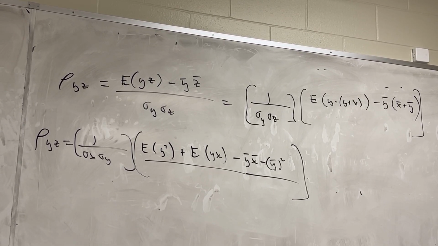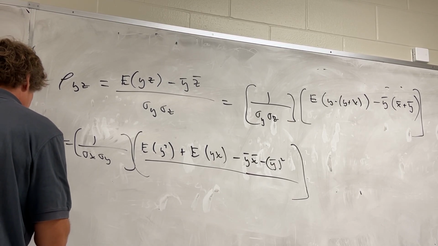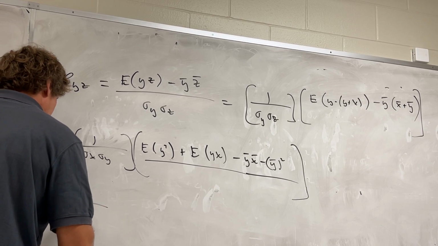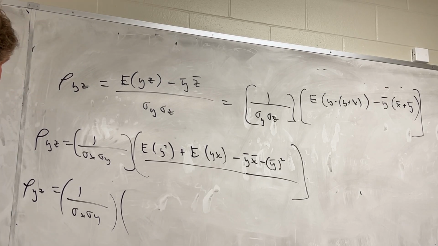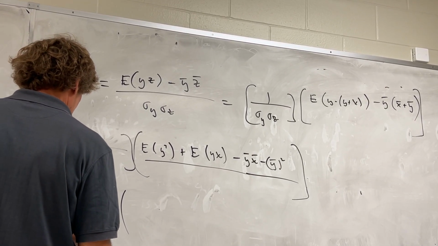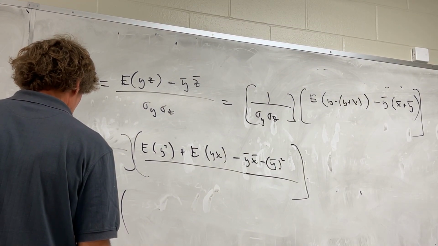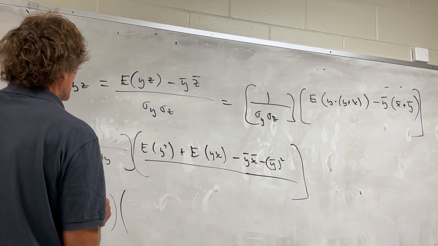All right, Steve. So now we do this. We say rho of y times z equals 1 over sigma x sigma y. No. Oh, yeah. Sigma z. Wouldn't it be sigma, oh yeah, sigma y sigma z. Because that's what you wrote, the top one up there. Yeah.